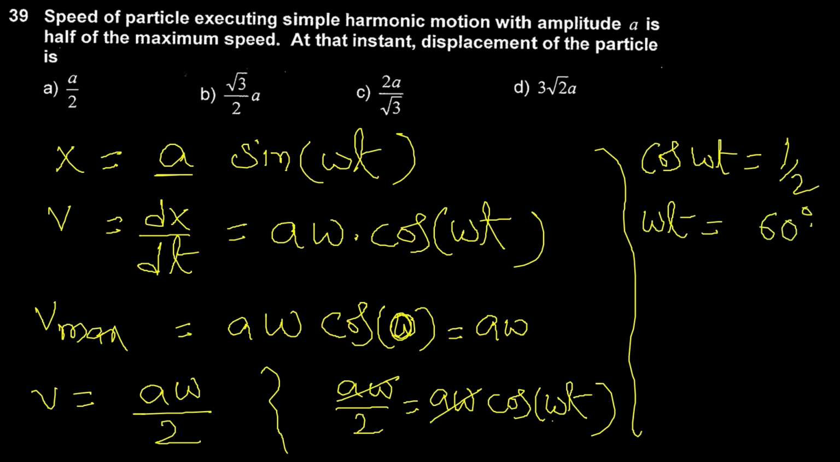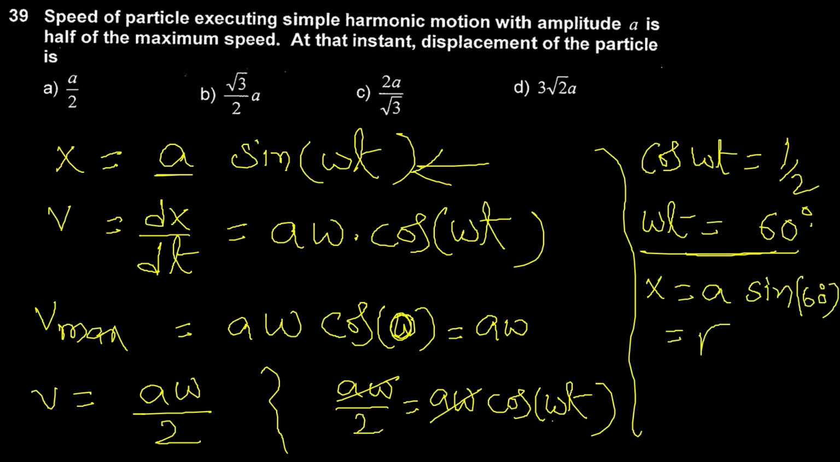Now substitute this omega t equals 60 degrees in displacement. We will have x is equal to a sin 60 degrees. Sin 60 is root 3 by 2, and a. So the correct answer is root 3 by 2 a, which is option B. Option B is the correct answer.